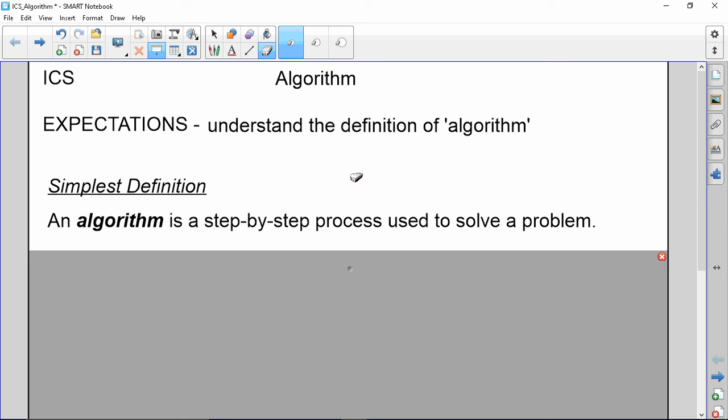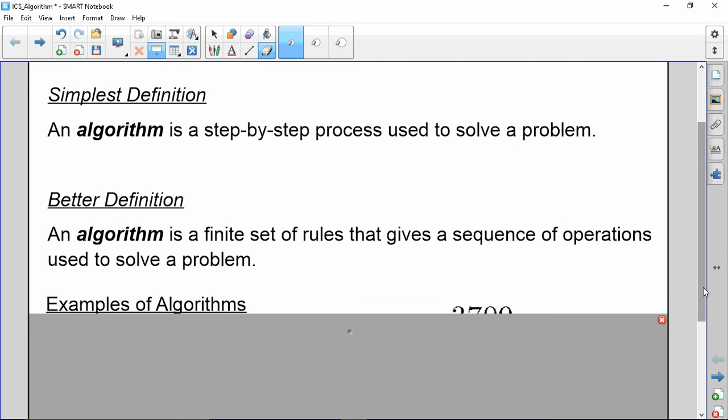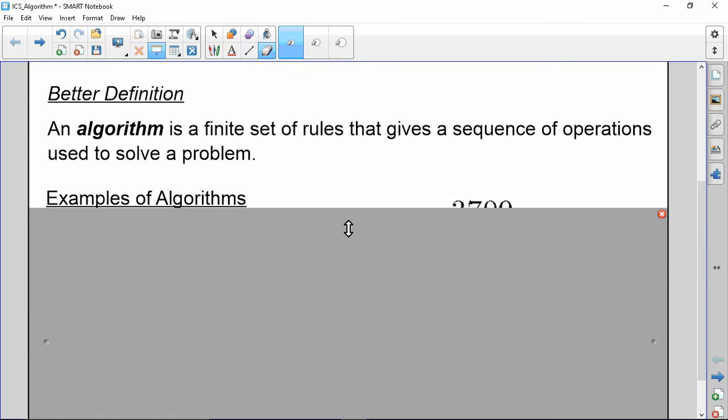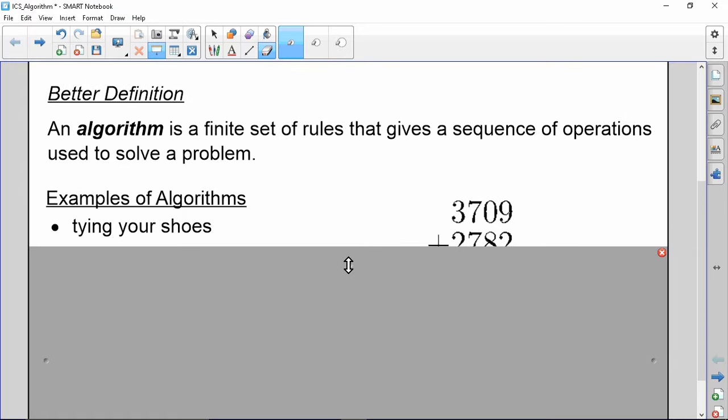So tying your shoes. When you first learned to tie your shoes, there was very first you do this, and then you do that, and then you make a loop, and so on. It becomes second nature after a while, but when you first learned it, there were very few, very definite steps to follow. Baking a cake, we often think of an algorithm as a recipe for solving a problem. So when you're baking a cake, you do this, and then you do that, and then you do that, and then you do that. Adding two 4-digit numbers.